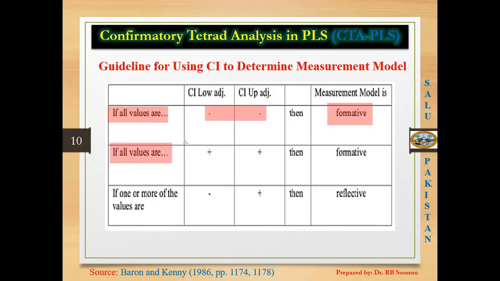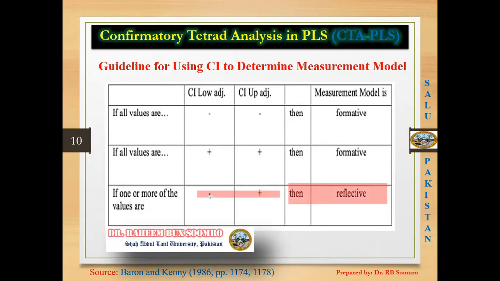If all your values are with the negative sign, then it is formative. If all your values are with the positive sign, again it's formative. So these two decision rules are there. If the same sign is on both sides, in those cases, either sign may be negative or may be positive, in both cases the measurement models are formative. But if the first one is negative and then there is a positive, then it is reflective.